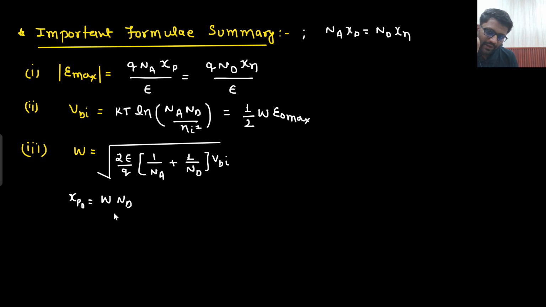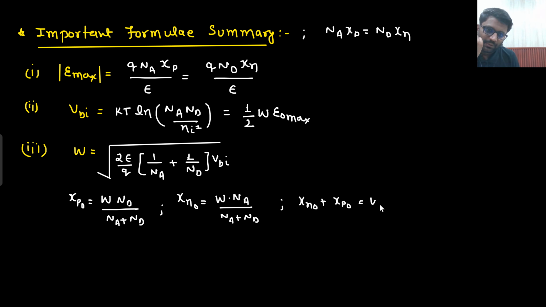into Nd upon Na plus Nd, just in the inverse proportion. Similarly, your Xn naught would be equals to W into Na upon Na plus Nd. And I surely know this thing that Xn naught plus Xp naught would be equals to W as well. And this is also p naught, n naught.